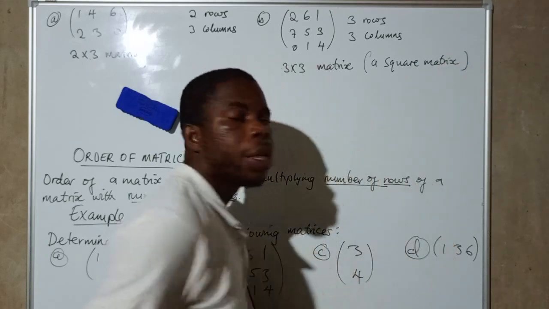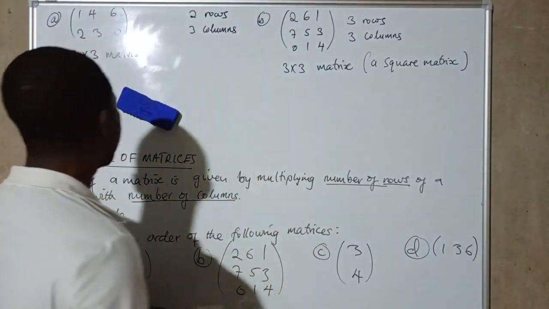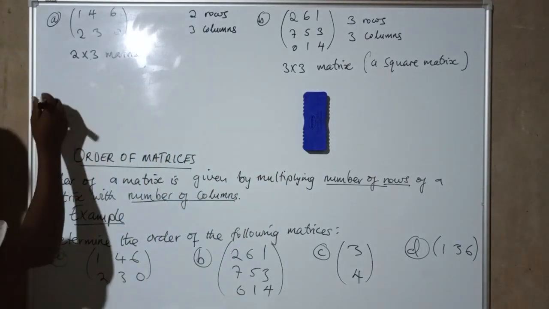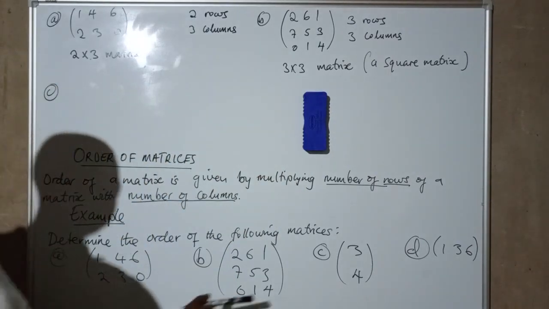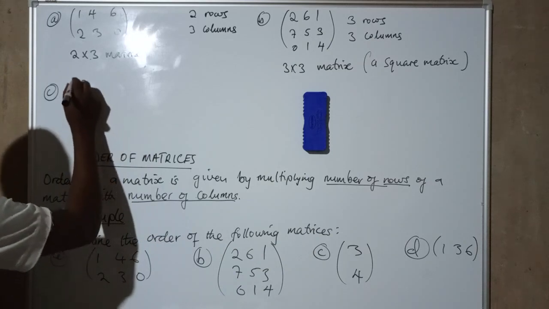Why? Because the number of rows is equal to the number of columns. So very important to understand that. So let's look at this C. C we have 3 and then 4 like that.